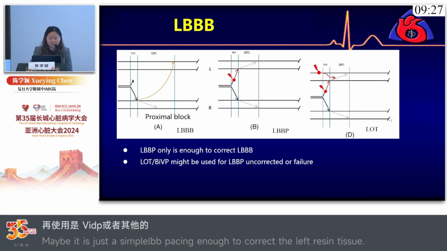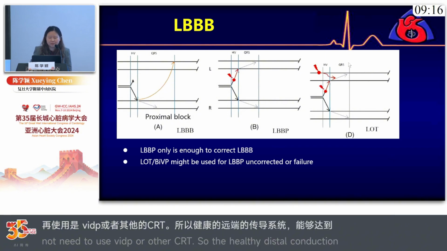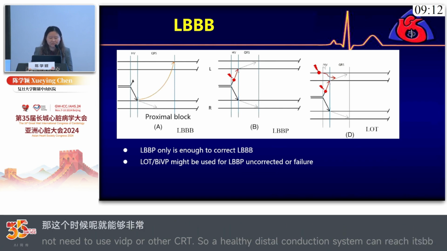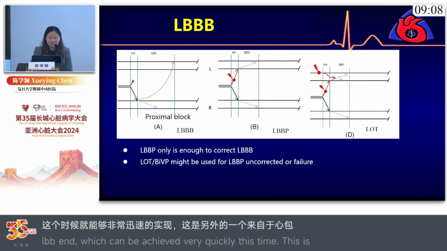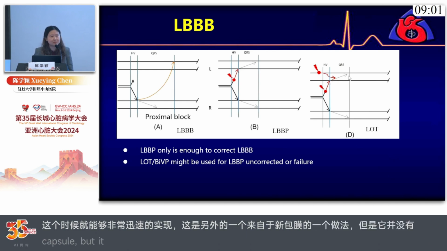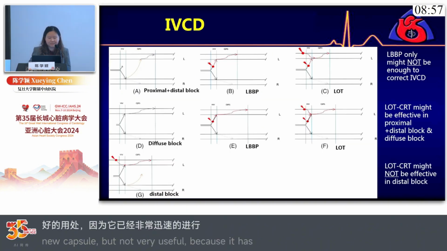Because you see from these slides, if we have a very healthy distal conduction system and we achieve LBB capture, then we can have a very fast conduction system capture. So adding another LV lead from the epicardium is not useful, because the conduction system always has a very fast activation compared with the myocardium.